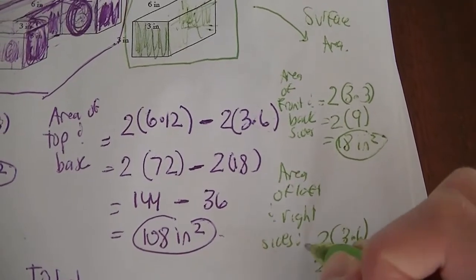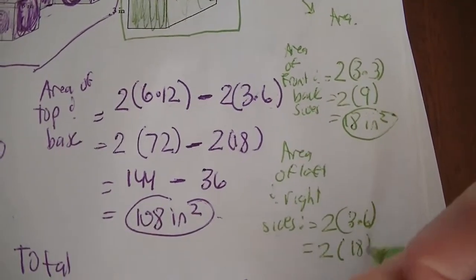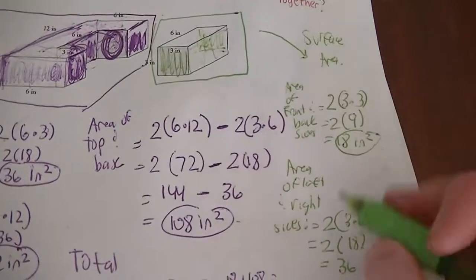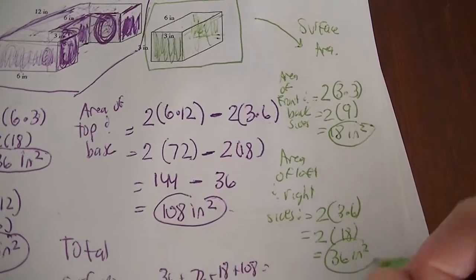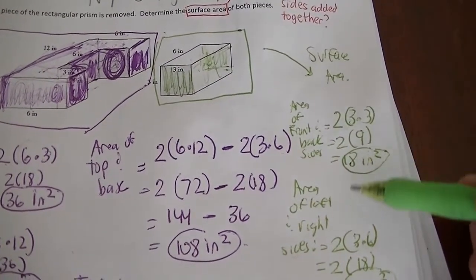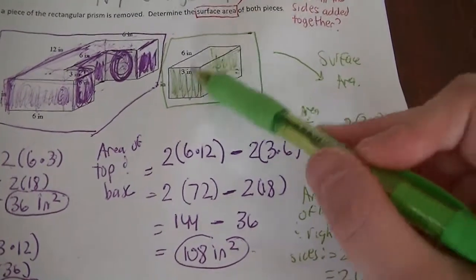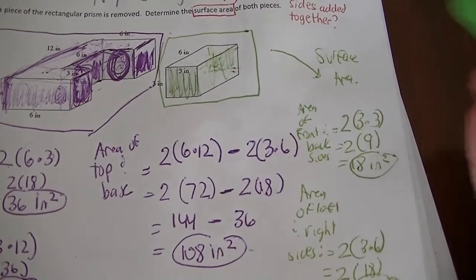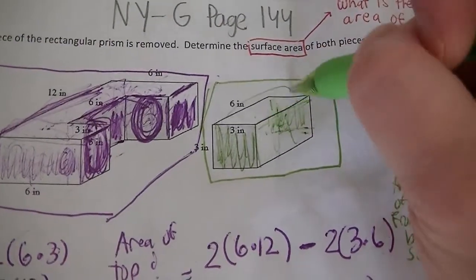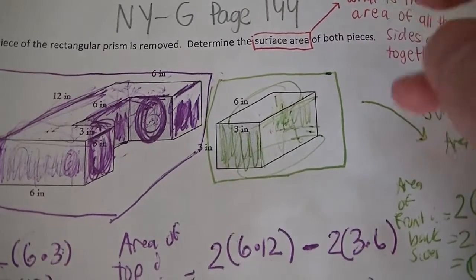So it's really 2 times 18. 2 times 18 is 36. And then we're going to label it inches squared. Again, circling that because I know I need to add that at the very end to all the other surface areas of the other faces of this in order to get the total surface area. Okay? Alright, now what's left is the top and the base.